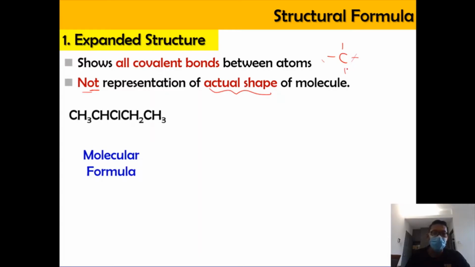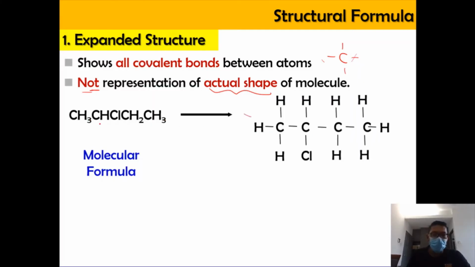Let's say we have the molecular formula CH3CHClCH2CH3. The way we can draw that is like this. You know that you have 4 carbons, so you make up the carbons first: 1, 2, 3, 4. And then on the first carbon, you have 3 hydrogens: 1, 2, 3. So you have settled with this one.